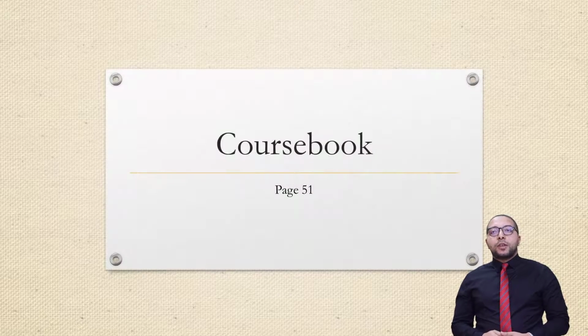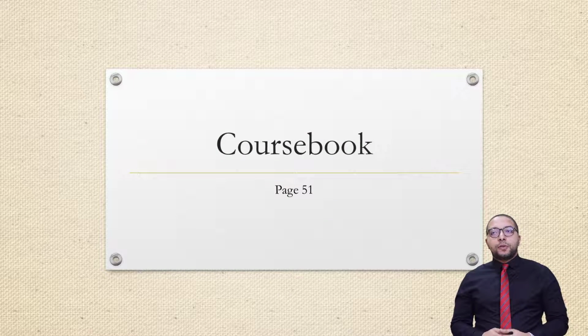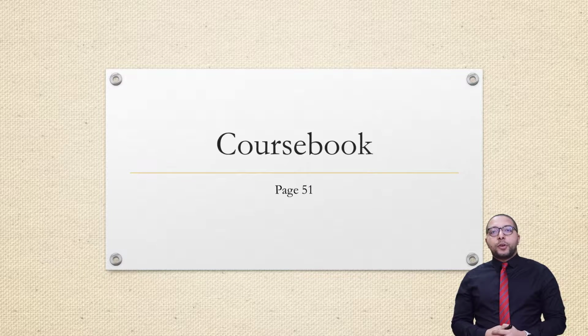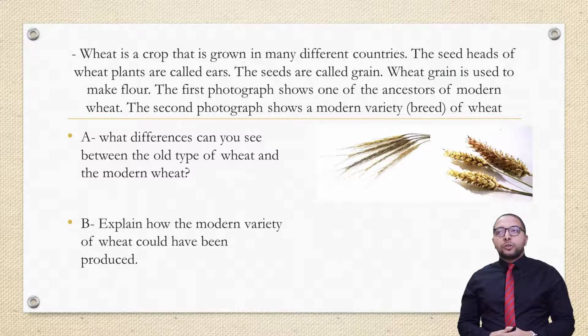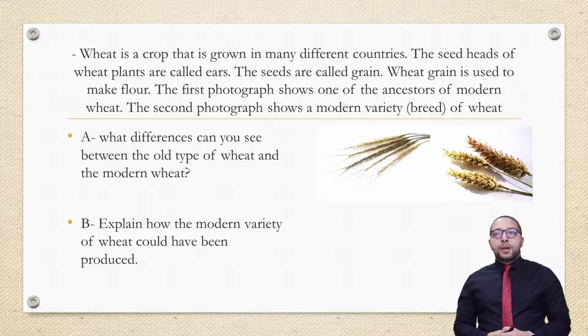Now we're going to discuss the course book questions on page 51. So please get your course book. We're going to start with the first question. Wheat is a crop that is grown in many different countries. The seed heads of the wheat plant are called ears. The seeds are called grains. Wheat grain is used to make flour.